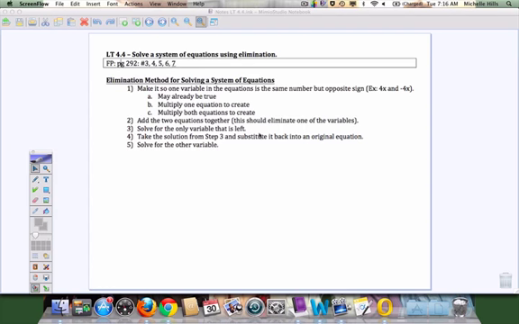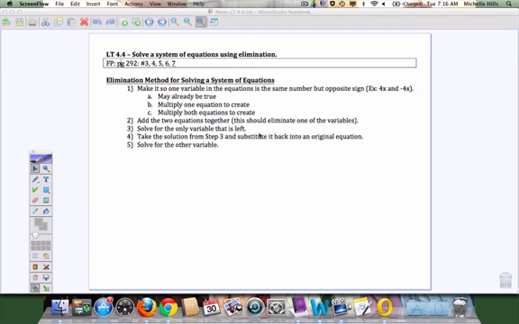So for learning target 4.4, which is still solving a system of equations, but we're using something called the elimination method, which says to make it so one variable in the equation is the same, but the number is opposite signs. So like 4x and negative 4x. The reason that you're doing that is because you want to be able to add these two equations together and eliminate or get rid of one of your variables. And if I add opposites, 4x and negative 4x, I get 0, and so that would eliminate the x term.